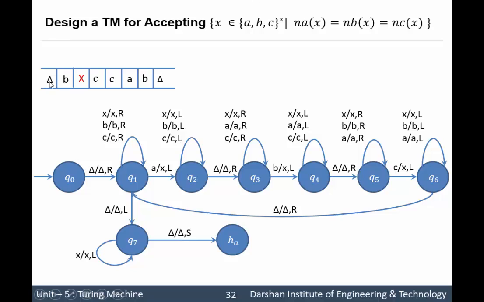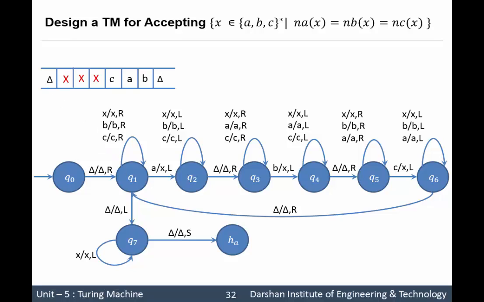Now it's time to find out the first leftmost b. So convert first leftmost b into the x and again move to the left direction. Again scan your string from left to right direction and convert first leftmost c into the x. So convert c into the x and move to the left direction. So this cycle will help us to convert one occurrence of a, b and c into the x.